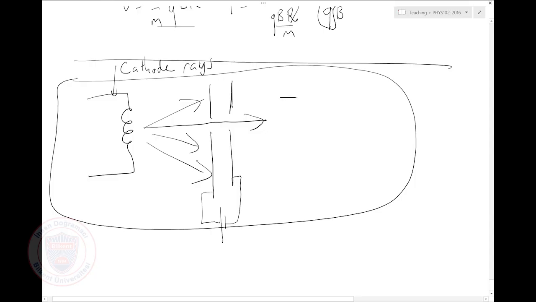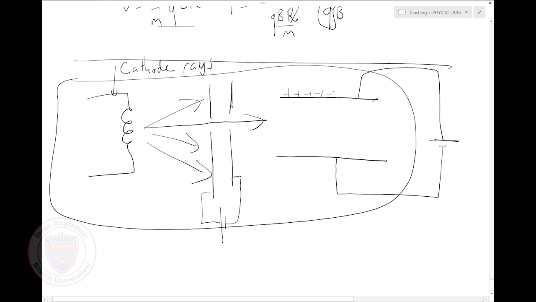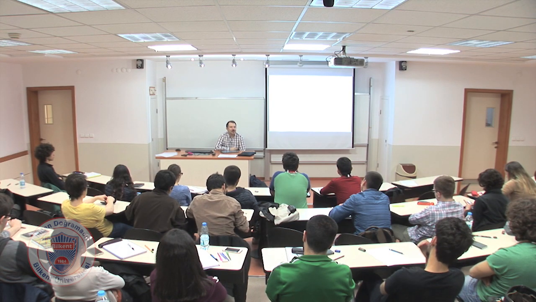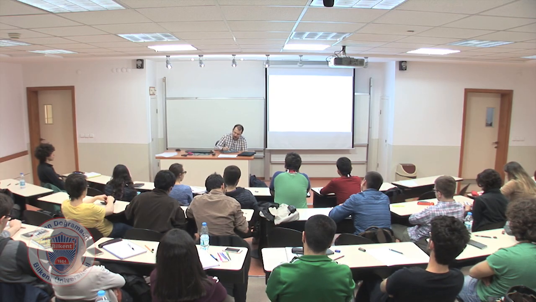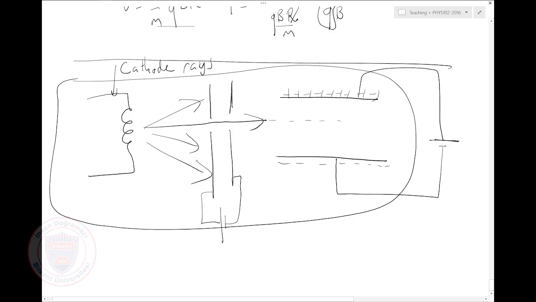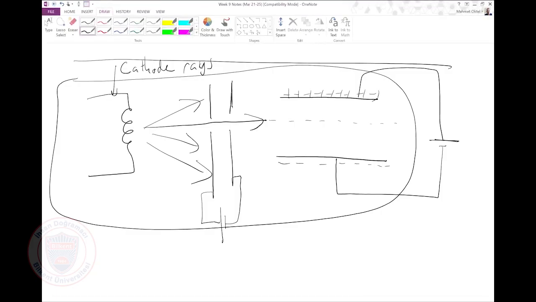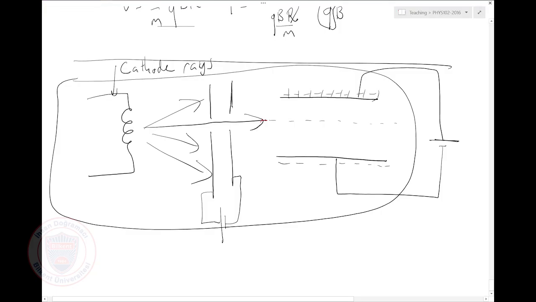Right? And then he did another experiment. He said, hey, let me take another capacitor and apply a voltage to it. So that will be plus charges here and minus charges here. Now my cathode ray comes in here. Now I know that it's made up of charged particles. What he observed is that instead of going on a straight trajectory, those rays actually bent.